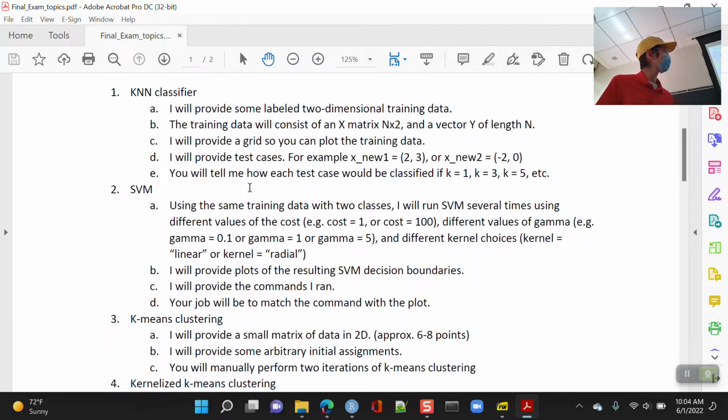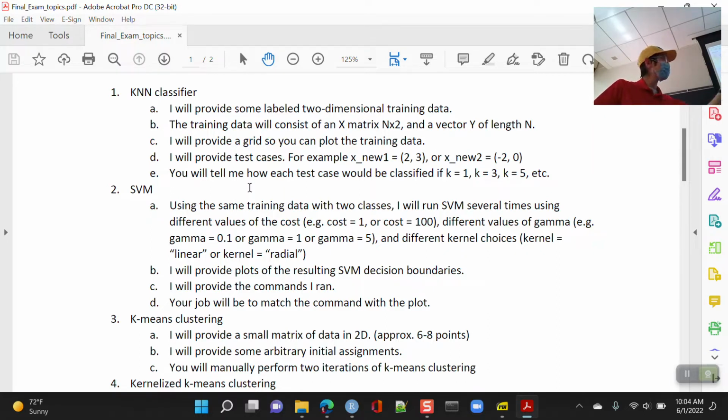So first, you'll do a KNN classifier. I think this should be easy. I'm going to provide some labeled two-dimensional training data. Basically, it's going to be an n by 2 matrix and a vector of the labels. And then I'll give you a grid so you can plot the data, because I think that'll make it easier if you plot the data. And then I'll provide a test case.